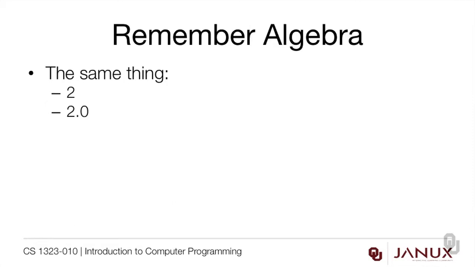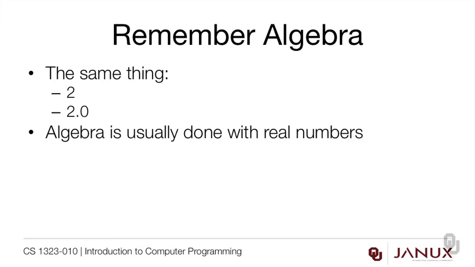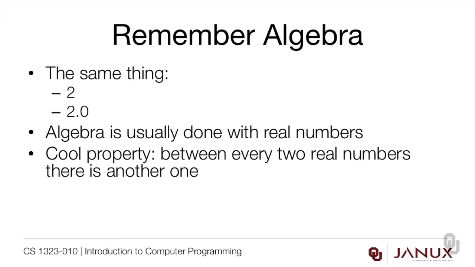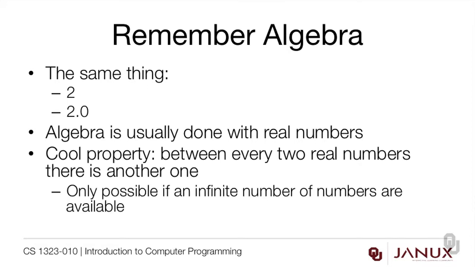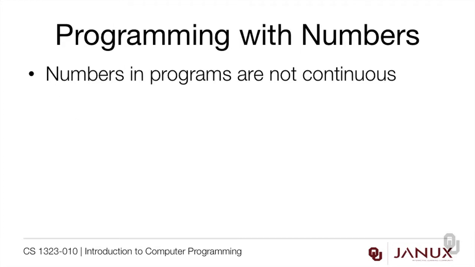You probably remember from algebra that 2 and 2.0 are the same thing. But algebra is done with real numbers. And real numbers have this really cool property that between every two real numbers there's another one. This is called continuity, and it's totally amazing. It's one of the really special and fantastic things about that part of mathematics. But the problem is that continuity is only possible if you have an infinite number of numbers available. Well, nothing is infinite in a computer, and so we don't have real numbers and we don't have continuity.